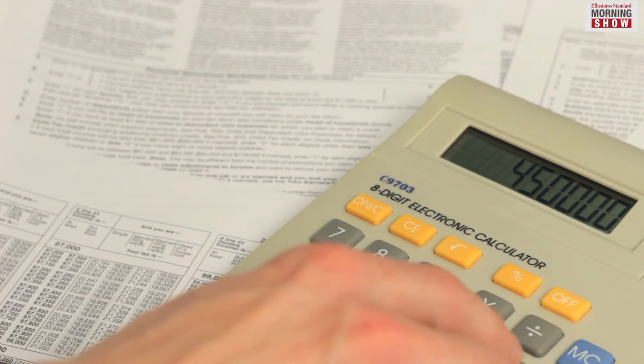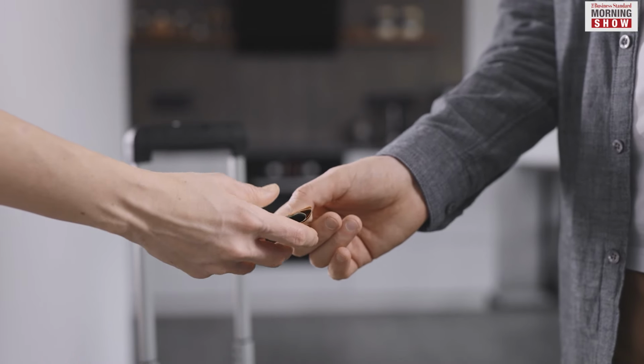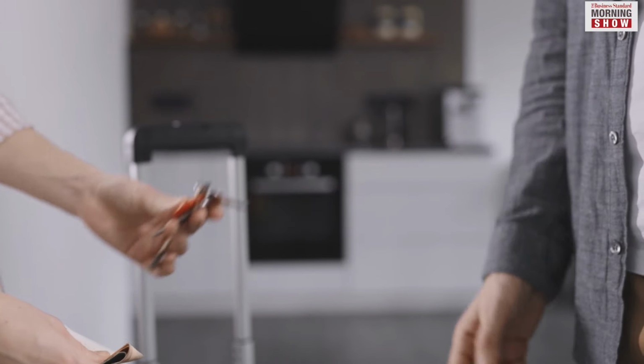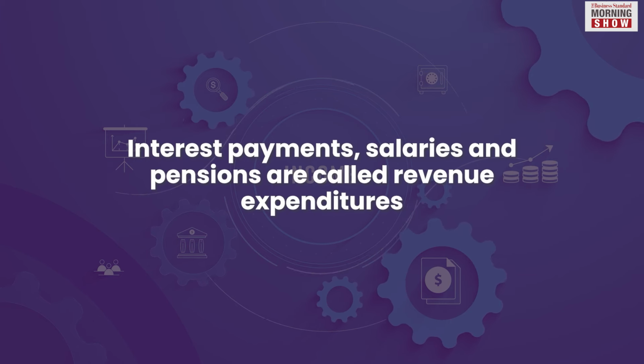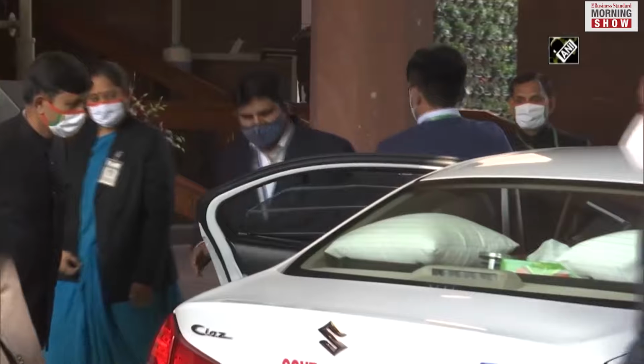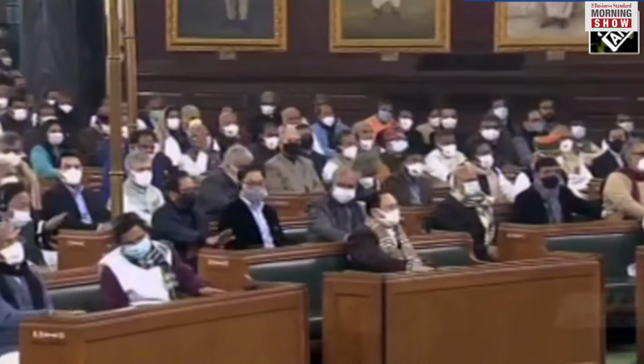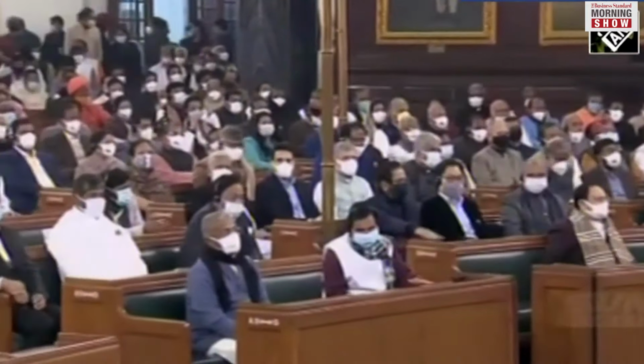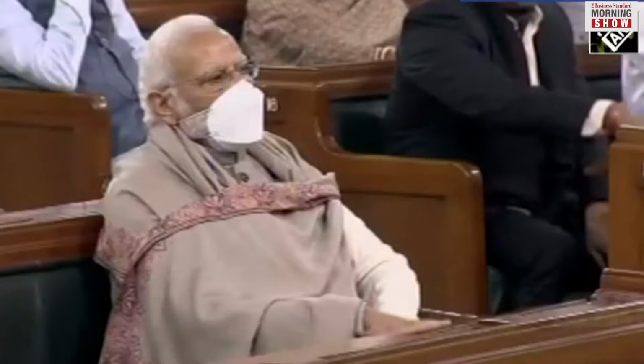Some incomes like taxes and rent from property are called revenue receipts. On the other hand, expenses like interest payments, salaries and pensions are called revenue expenditures. The budget that lists these revenue receipts and the expenditure met using those receipts is called the revenue budget. It simply tells us where the government is getting money to meet short-term expenses.